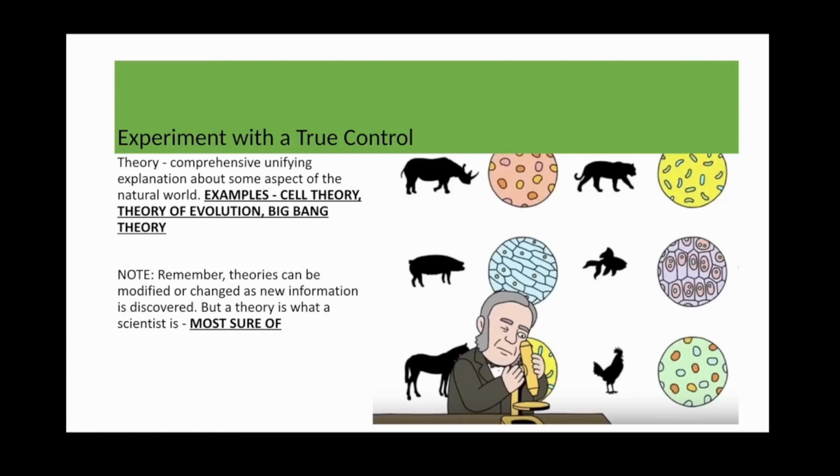So an example would be cell theory, right? All living things are made of cells. All cells come from pre-existing cells. The cell is the basic unit of life. So those three claims is what cell theory is. And we say it's a theory because it's a unifying explanation about the natural world. That all these living things, no matter what it is, if it's alive, it's made of cells.